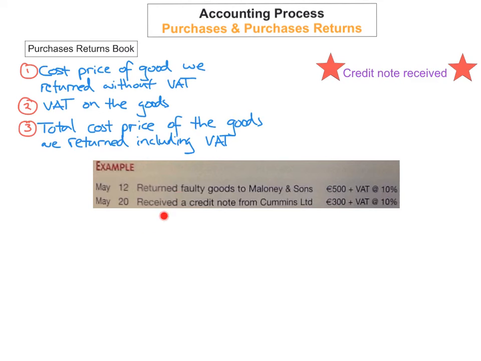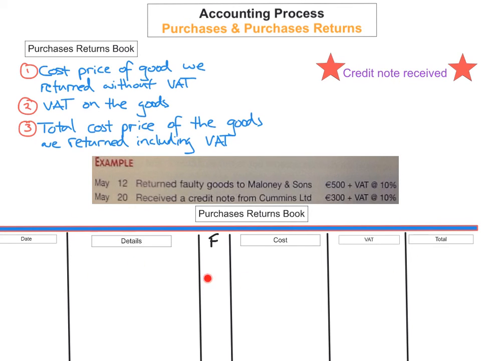Now notice the difference in the wording again. So if it says return faulty goods, this goes into the purchase returns book because we're returning the goods. Also, if it says received credit note, like I said, this is the source document. A credit note means that we are again returning goods to Cummins Limited, so it needs to go into the purchase returns book. So please don't get confused when it says received credit note. This is just another way of saying that we returned the goods.